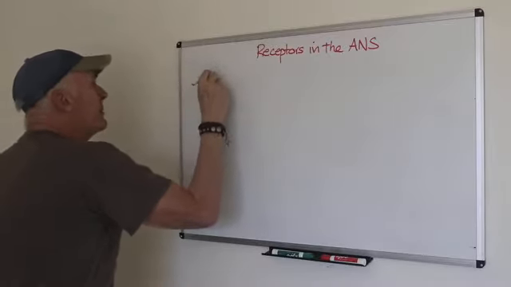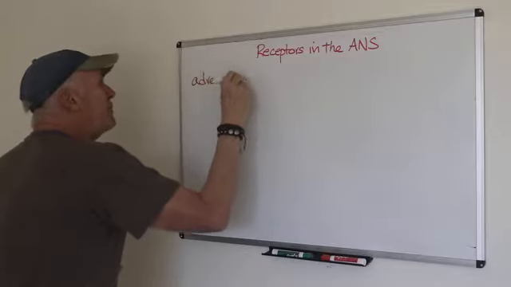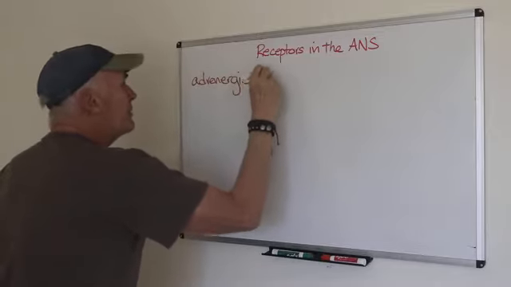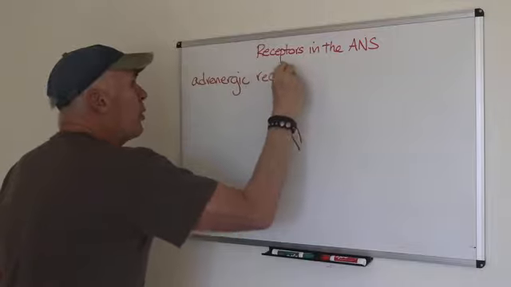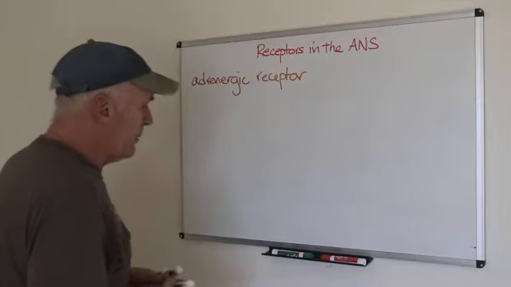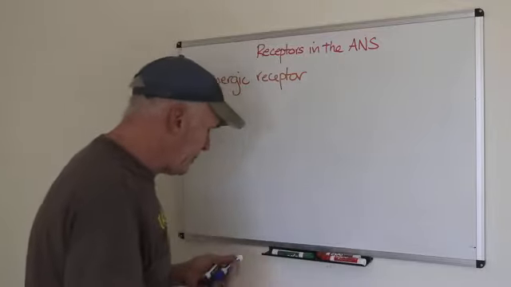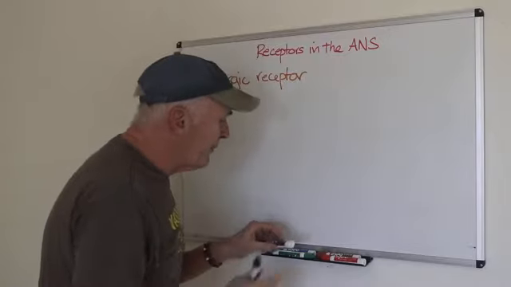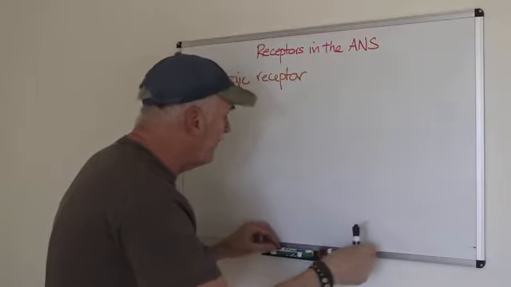Adrenergic receptors. There are 5 types of adrenergic receptors. Actually, there are many more because there are many subtypes. So there are tons of types of adrenergic receptors. We're going to try to simplify it by narrowing it down to just 5 of them.